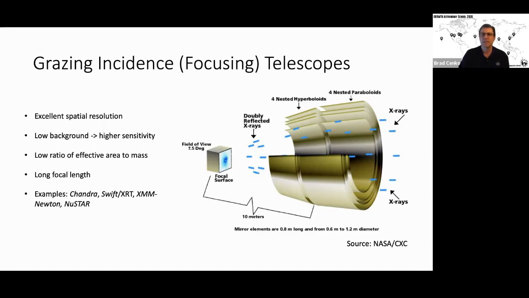The other thing is that because the incidence angles are quite small, the focal lengths can be quite long, somewhere on the order of 10 meters. So these are quite long, complex, expensive things to get up there on the sky. The best known examples at the moment are the Chandra X-ray Observatory, XMM-Newton, which was launched by ESA, NuSTAR, which focuses on the hard X-rays, the first focusing telescope at hard X-ray energies, and the X-ray Telescope, which is another instrument on Swift.